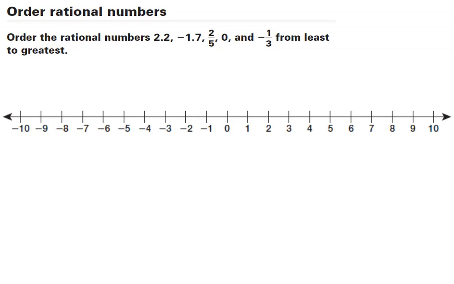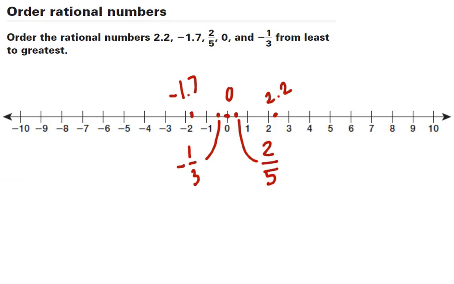Our last task is to be able to order rational numbers and try and approximate where they should fit on a number line. The number line is going to help us put them in order, actually, so first let's find out where 2.2 is. That should be approximately right about there or so. I'm just going to go ahead and fill in where the rest of them should be on the number line.